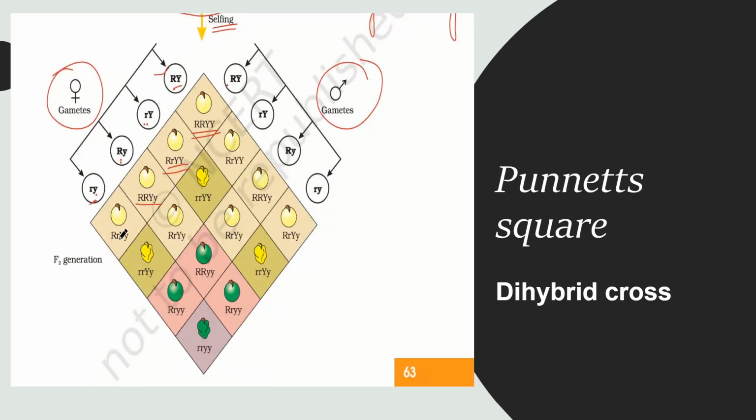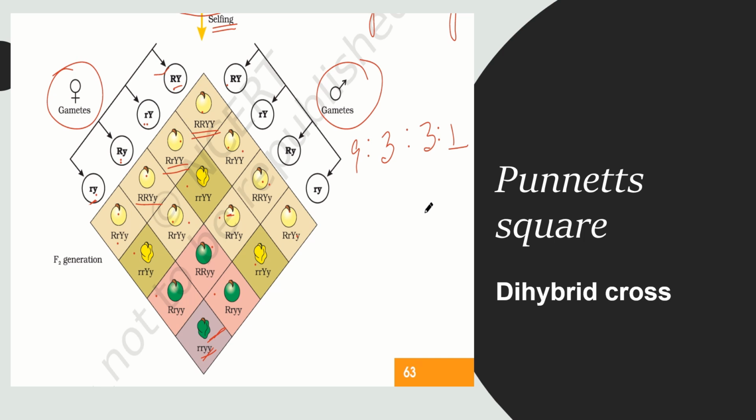So what are we seeing? We are seeing visibly that there are 9: 1, 2, 3, 4, 5, 6, 7, 8, 9. So 9 round and yellow colored seeds. Then 3 yellow but wrinkled seeds. 3 round but green seeds. And this last one is green as well as wrinkled seeds. So what phenotypic ratio are we getting? 9:3:3:1. Is it clear? In this F2 generation, we are getting the phenotypic ratio of 9:3:3:1. Is it clear to all of you, right?